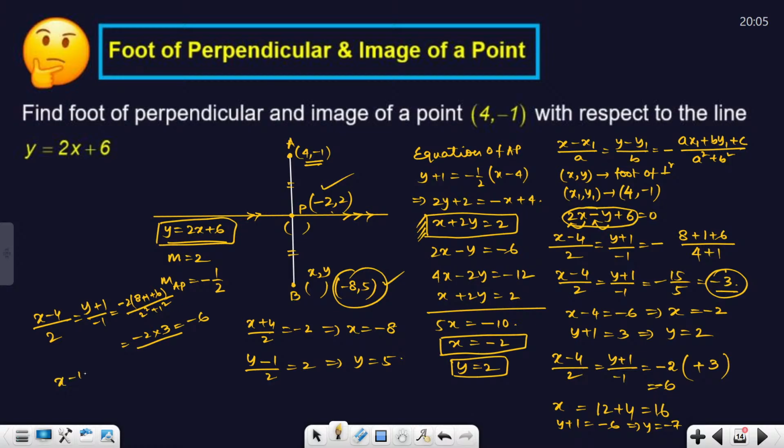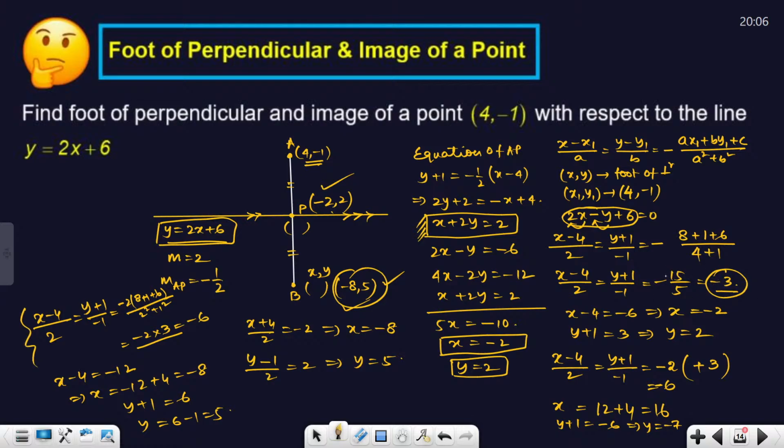So x minus 4 is minus 12. So from here we are getting x as minus 12 plus 4 is minus 8. And for y we are getting y plus 1 equals to 6. So y will be 6 minus 1, that's 5. That's exactly what we got. Okay. That is why I have written this thing again.